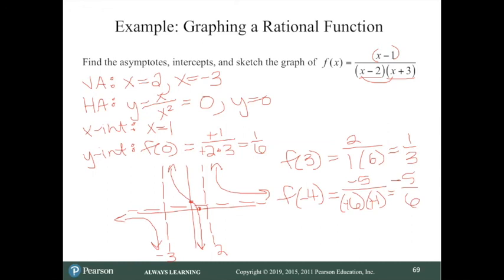I would caution you when typing these functions into your calculator, make sure to put an extra set of parentheses around the denominators. So if I'm typing this into my calculator, I would do y1 equals x minus 1 with parentheses divided by parenthesis, x minus 2 times x plus 3. So the reason we have to have those double parentheses is otherwise your calculator is only going to divide the first two and it'll multiply by the last one unless you group your denominator together.